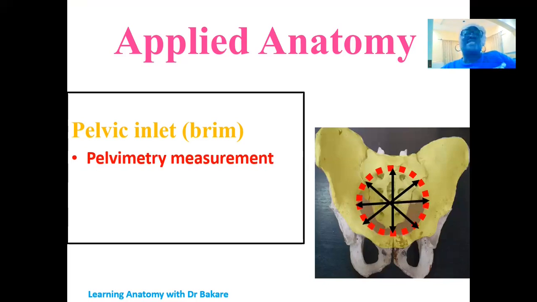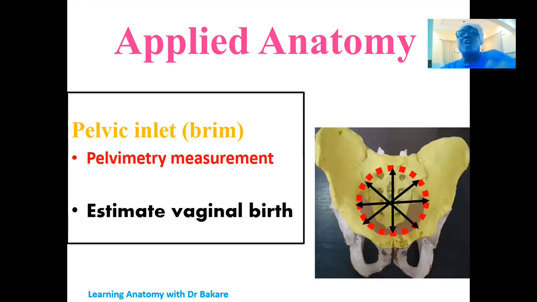All these dimensions are taken into consideration and they are used to estimate whether the birth process will occur through the vagina or other means of birth will be considered.